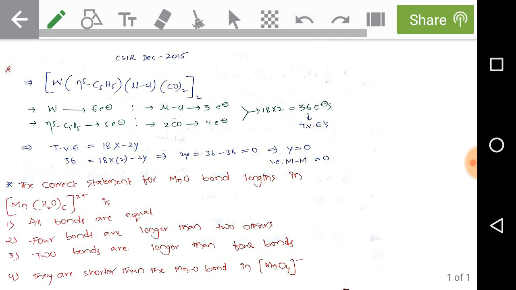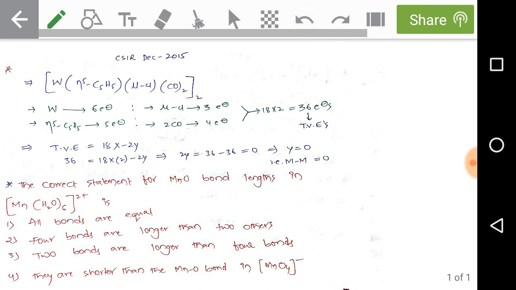Here we consider y as the number of metal bonds in the given transition metal complex, and x is the number of metals present in the given transition metal complex. So from that we calculated that y is equal to 0, that means metal bonds are equal to 0 in this complex. Next one, the correct statement for manganese oxygen bond lengths in the manganese complex.